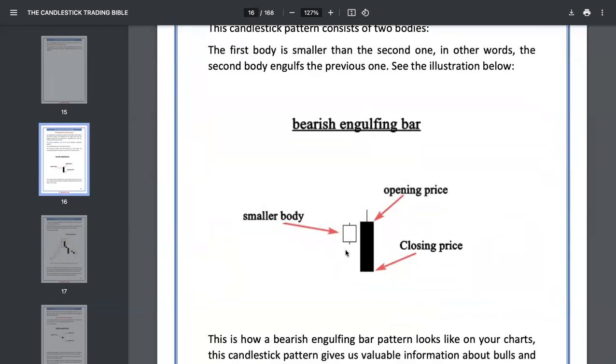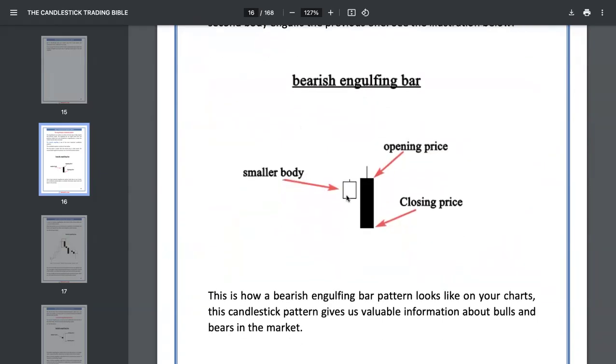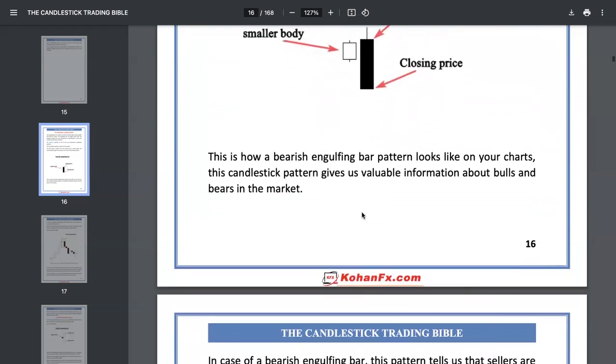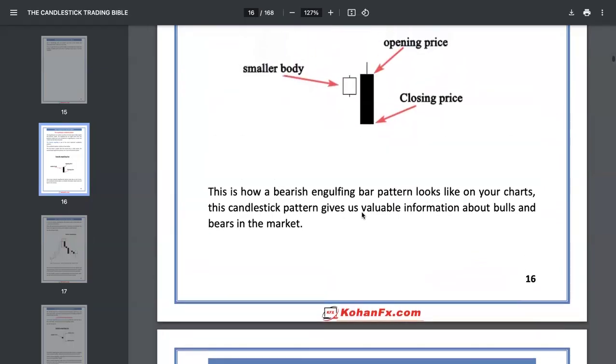In this illustration below, we have a bearish engulfing bar. As you can see, the first candlestick is bullish and it's small. And then the second candlestick bar is bearish and it's larger. It has a large body, which is larger than the smaller body, and it engulfs it. So this is how a bearish engulfing bar pattern looks on your charts.